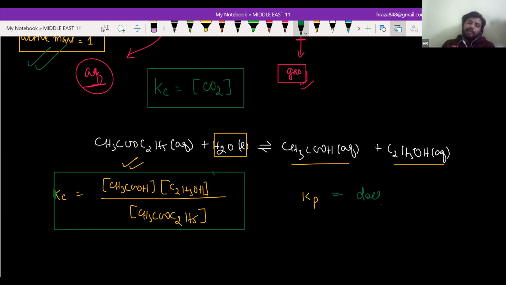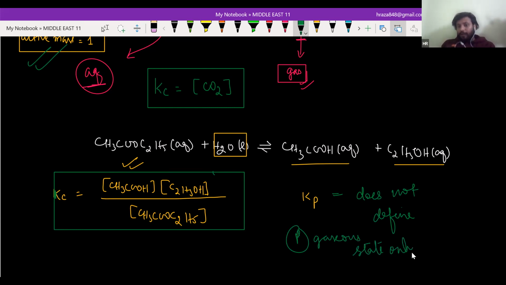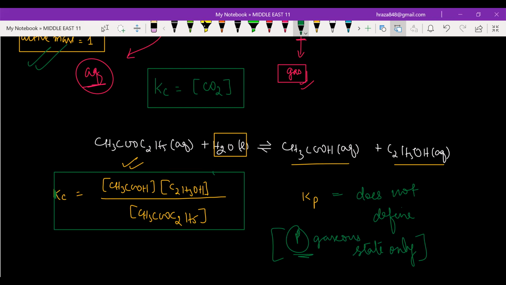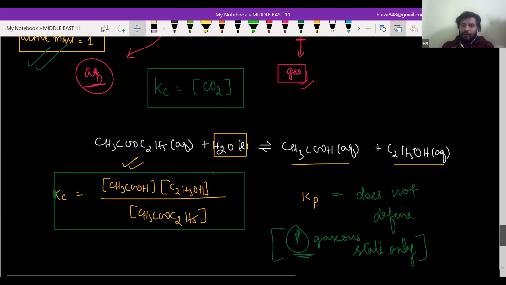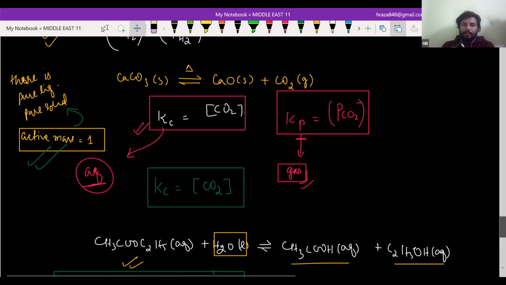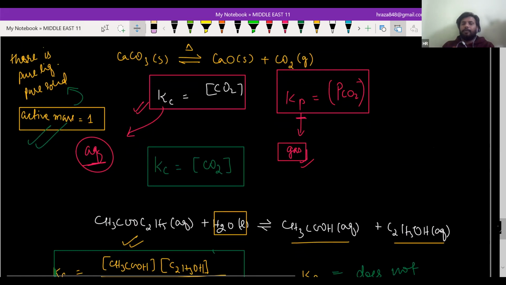Kp here is not defined. Why? Pressure is for gaseous state only, not for aqueous, not for solid, not for liquid. It is only for gaseous state. So Kp is not defined for this. Is that clear? Yes, sir. Okay. So you are going to write it. I'm going to slide it up. Just write it and let me know.